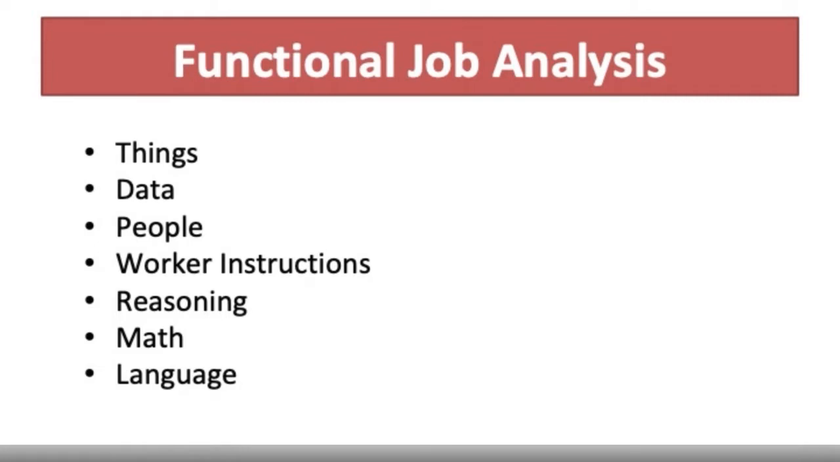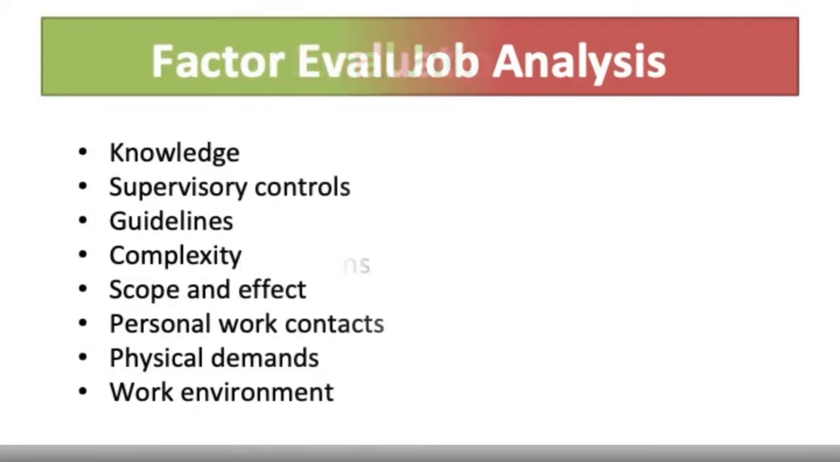Although there is a formal system involving weighing factors for each area, you can also develop your own informal functional job analysis by evaluating the criteria that apply to your employee. Next is Factor Evaluation System. In this system, points are assigned for various areas of the job, such as knowledge, supervisory controls, guidelines, complexity, scope and effect, personal work contacts, physical demands, work environment.